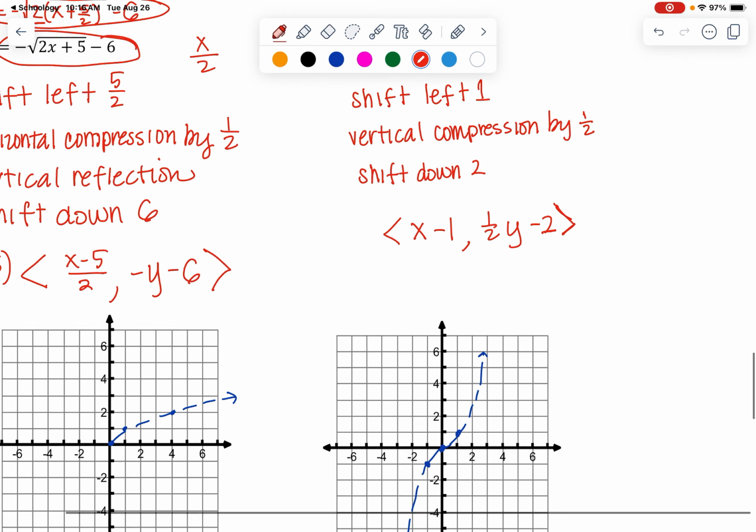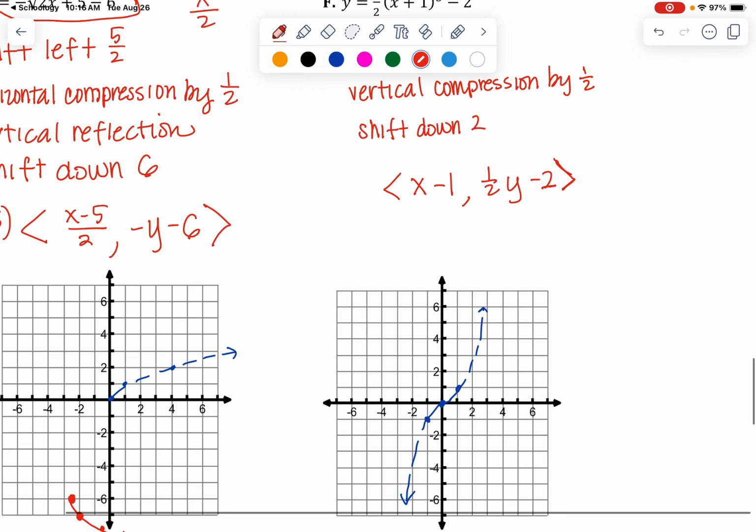Okay, all right, so let's go ahead and get our new points here. So 0, 0 becomes -1, -2, or right there. And then 1, 1. Plugging in 1, I get 0. Plugging in 1 there, I get -1.5. So 0, -1.5. And when I plug in -1, -1, I get -2. When you plug in -1, you get -2.5.